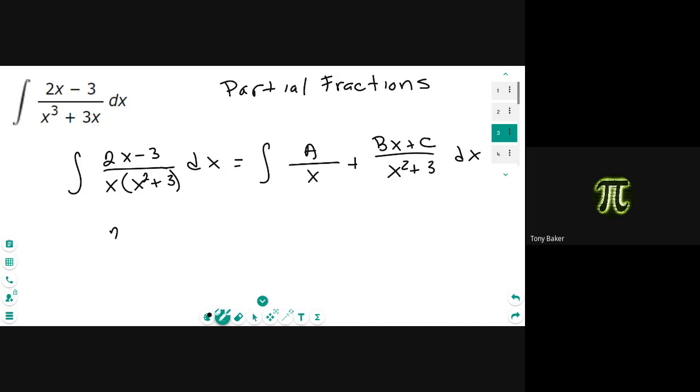So we have 2x minus 3 equals a times x squared plus 3, and then we have x times bx plus c.